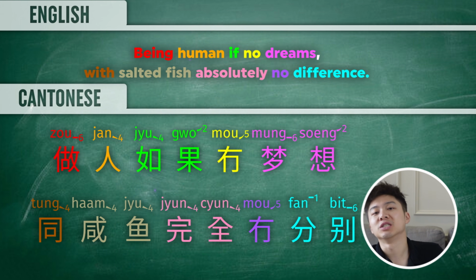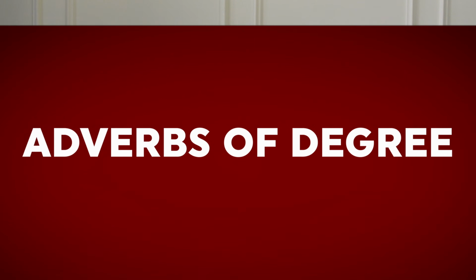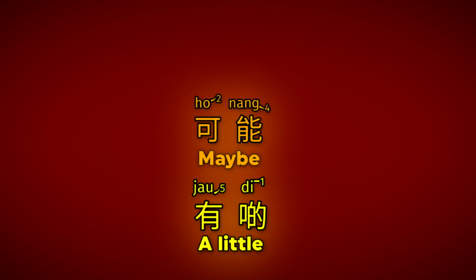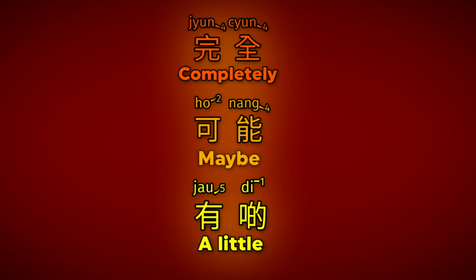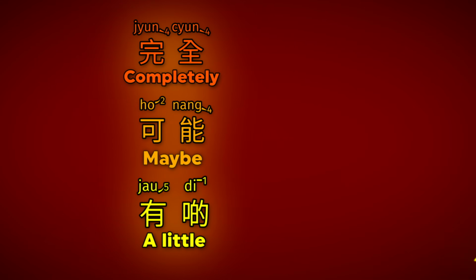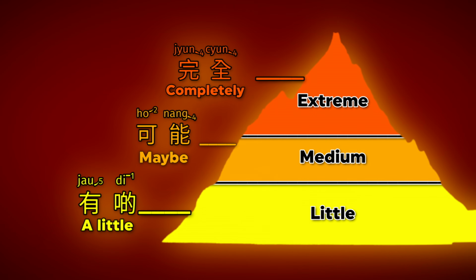It's over the top. Did you notice how the adverbs affected how listeners kind of understand and take in the sentences? Just that one word changes the sentence meaning entirely. So here you've got adverbs giving us levels of emotion or action, what we call adverbs of degree. 有啲, a bit, 可能, maybe, or 完全, absolutely, completely. They describe different levels from little to extreme of how a dreamless person is similar to a salted fish.